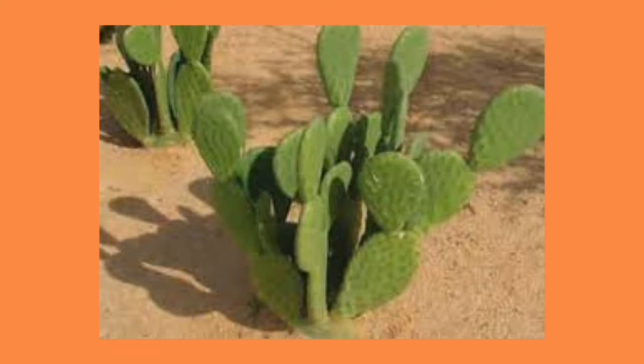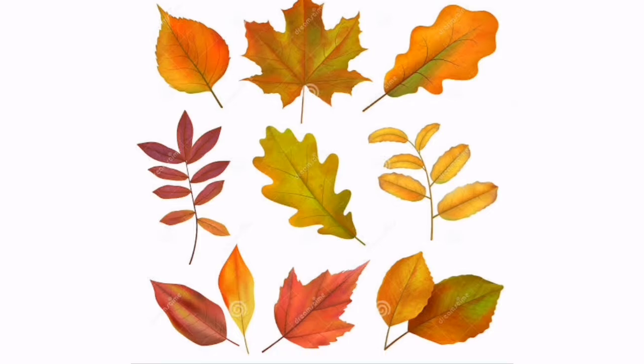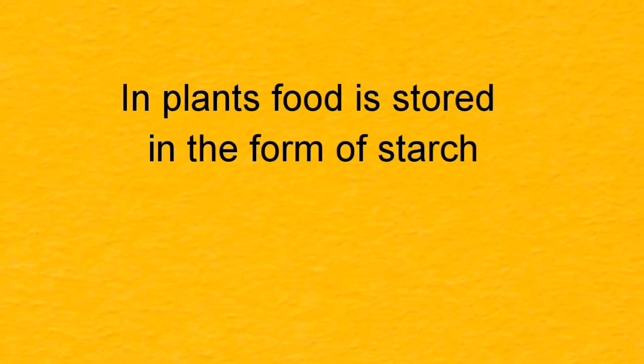In case of desert plants, the leaves are reduced to scales or spine-like structures to reduce the loss of water. So in these plants, they have green stems which carry out photosynthesis. Now, other than green colored leaves, there are leaves with different colors, that is red, violet, yellow, brown, etc. Do these leaves contain chlorophyll? Yes, these leaves also contain chlorophyll pigments and can perform photosynthesis. The food is stored in the plants in the form of starch.